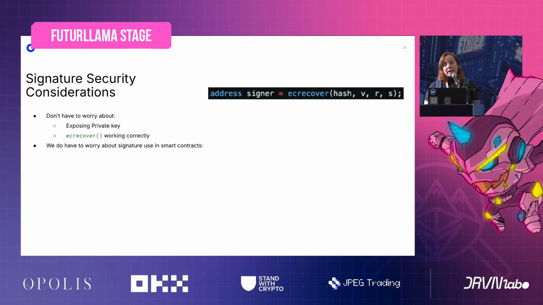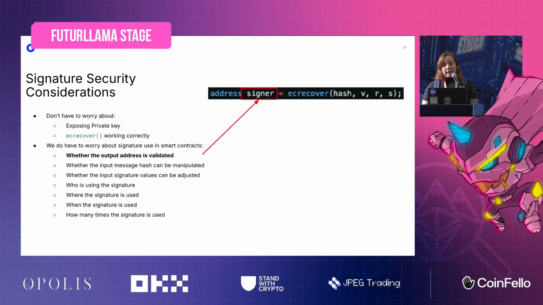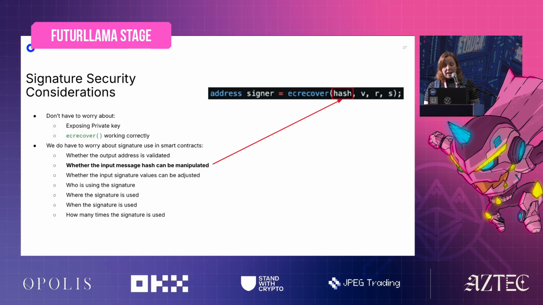And I want to break that down into what we see within this line of signer equals ECRecover. We have this output of a signer address. We want to make sure that this is validated. We have a message hash that we want to make sure can't be manipulated.